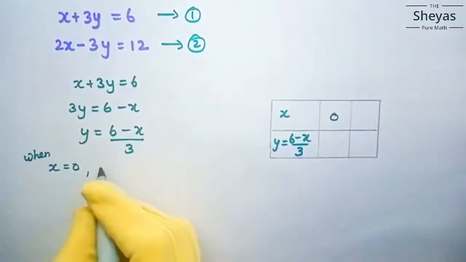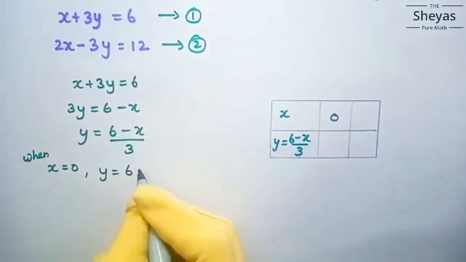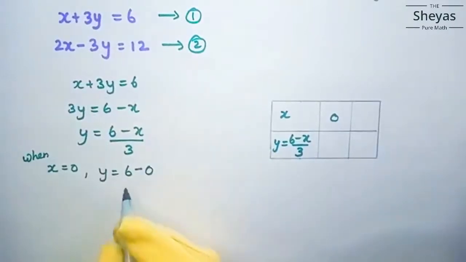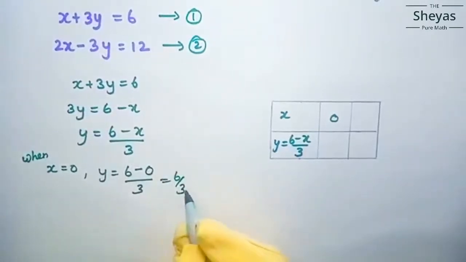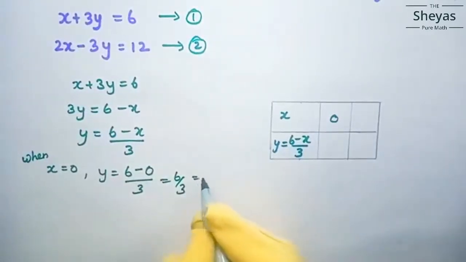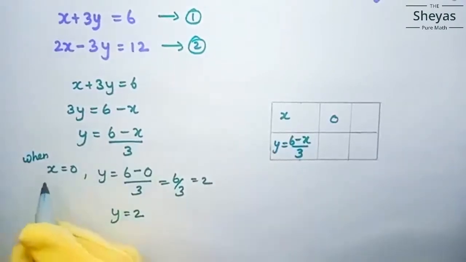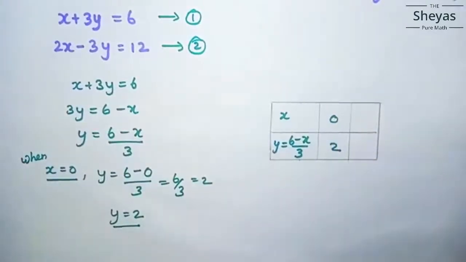So what happens to y? y is equal to (6 minus 0) by 3. That is 6 by 3, and 6 by 3 is 2. So y is equal to 2. So when x is equal to 0, you are getting y is equal to 2. So write down 2 here.